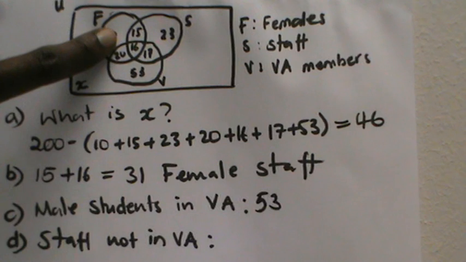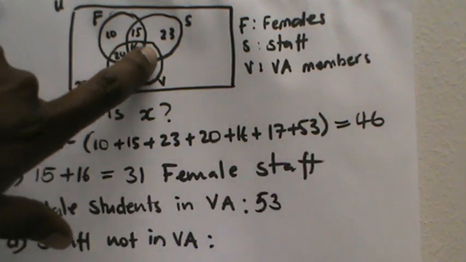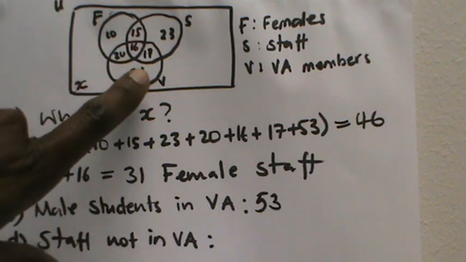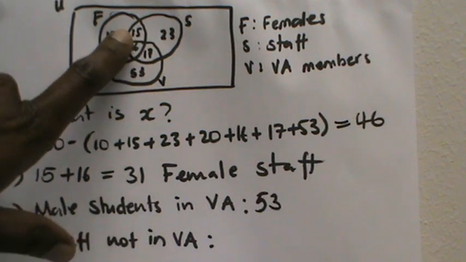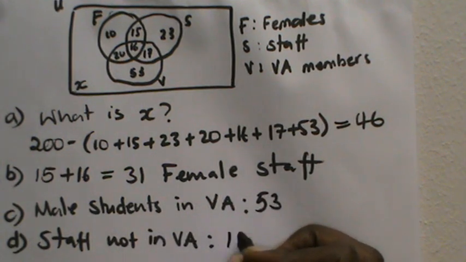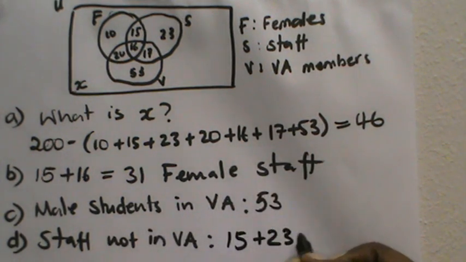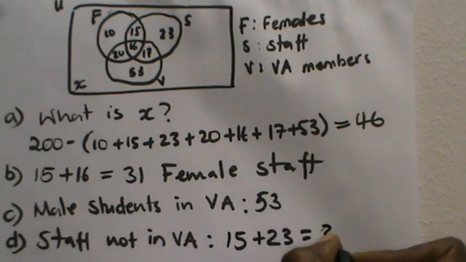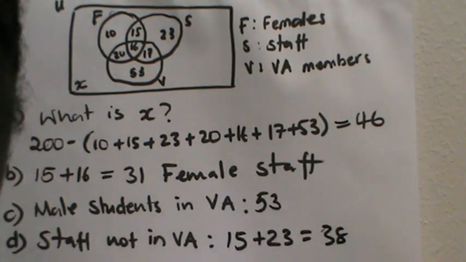So this, we start with the S circle. There's 15, 16, 17, 23. But 16 and 17 are inside the V circle. So what is left is 15 and 23. D, okay, so it's 15 and 23. And when you add this together, you should have 38.